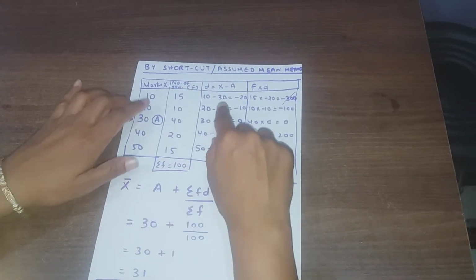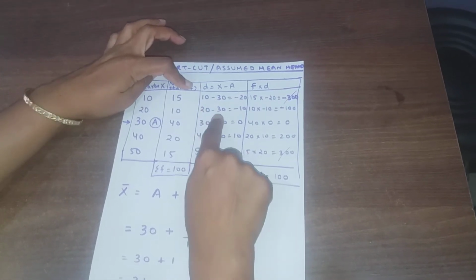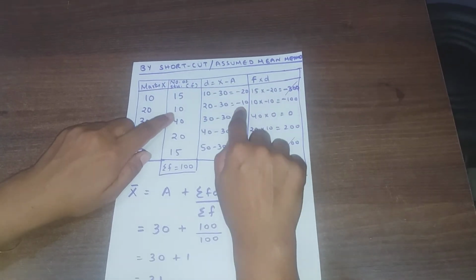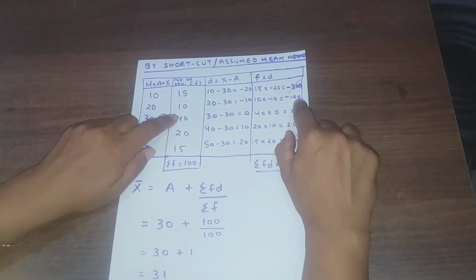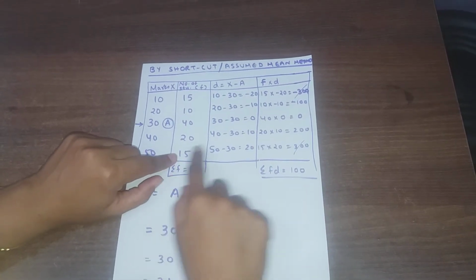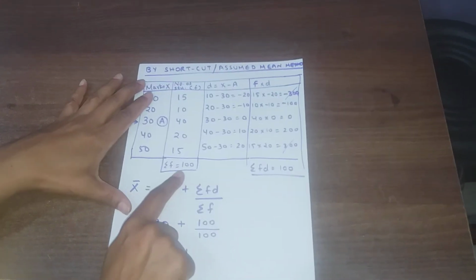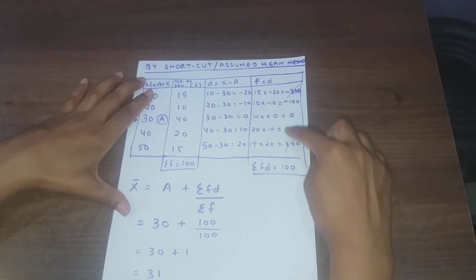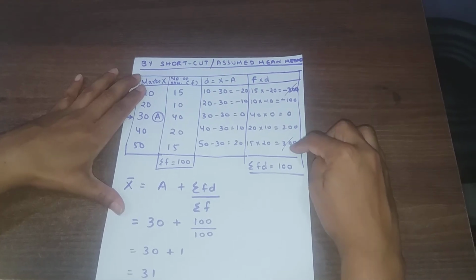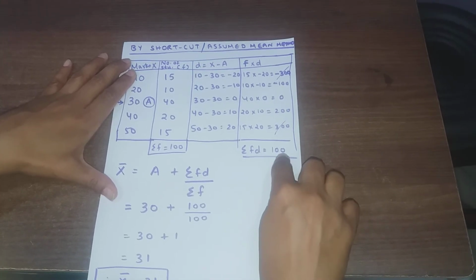Now you require to multiply these two columns, column number 2 containing frequency and column number 3 containing d. So 15 into minus 20 will fetch you minus 300. 10 into minus 10 will give you minus 100. 40 into 0, 0. 20 into 10, 200. 15 into 20, 300. Now you need summation of column number 2, that is summation of f, and you require summation of column number 4, that is summation of fd. So minus 300 and 300 can be cancelled and 200 minus 100 will give you 100.